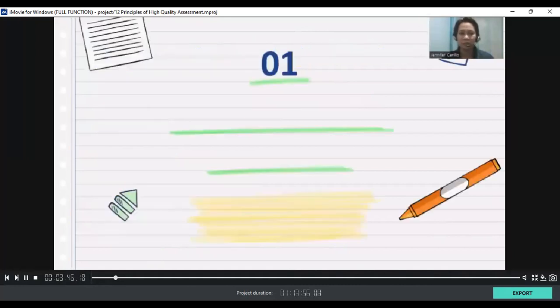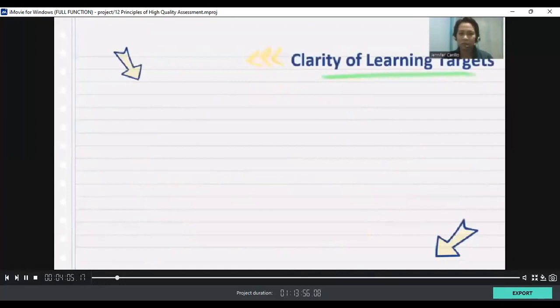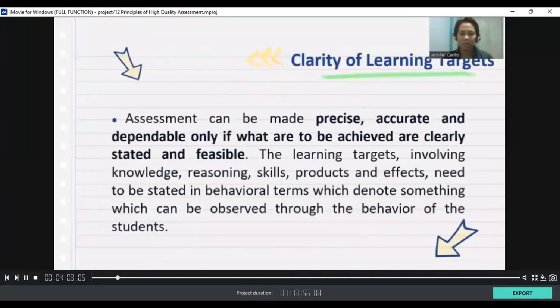Let's start with the clarity of learning targets. So this means that teaching emphasis should parallel testing emphasis. So this means what you teach should be assessed. So clarity of learning targets means that assessment can be made precise. That means assessment should be accurate. It should be free of errors. And that means it should be dependable.